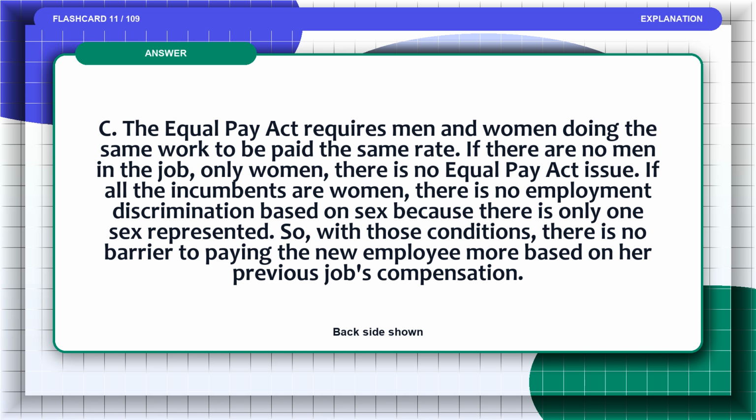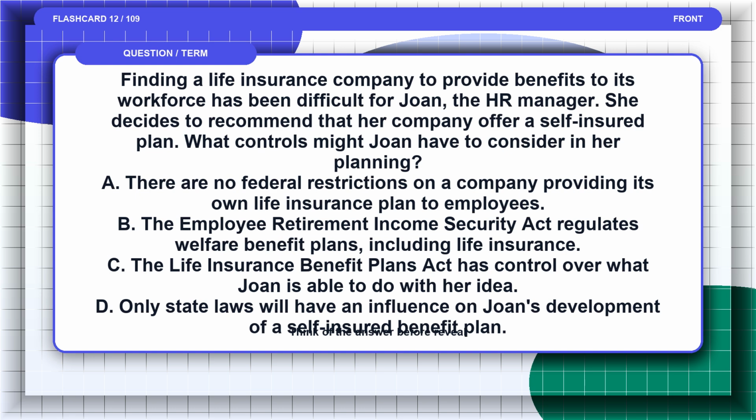Flashcard 12. Finding a life insurance company to provide benefits to its workforce has been difficult for Joan, the HR manager. She decides to recommend that her company offer a self-insured plan. What controls might Joan have to consider in her planning? There are no federal restrictions on a company providing its own life insurance plan to employees.